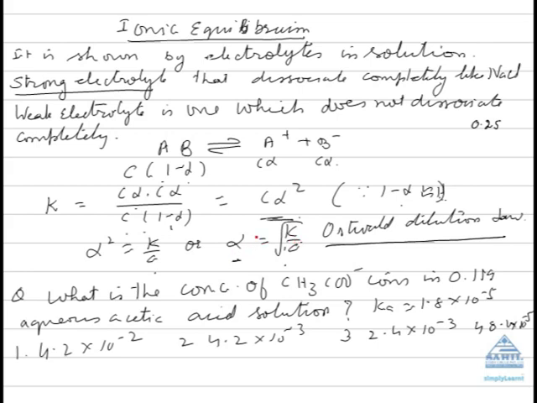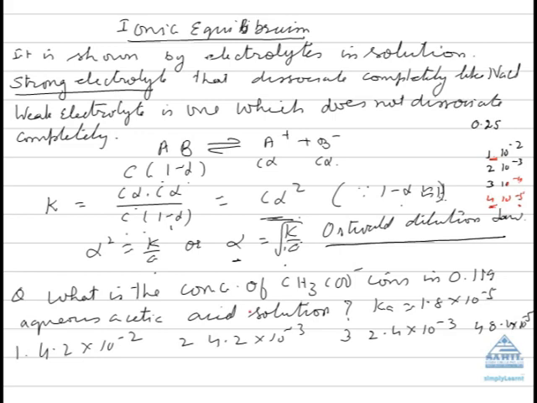So if you are given a question where the value of K is given, in one case 10 to the power minus 2, 10 to the power minus 3, 10 to the power minus 4, 10 to the power minus 5, then he can ask which of these is a strong electrolyte? Naturally, the one which has the higher value of K, that is the first. Or he can ask which will dissociate to the minimum possible extent? Naturally, the one which has the minimum value of K, that is to say the answer will be the fourth.